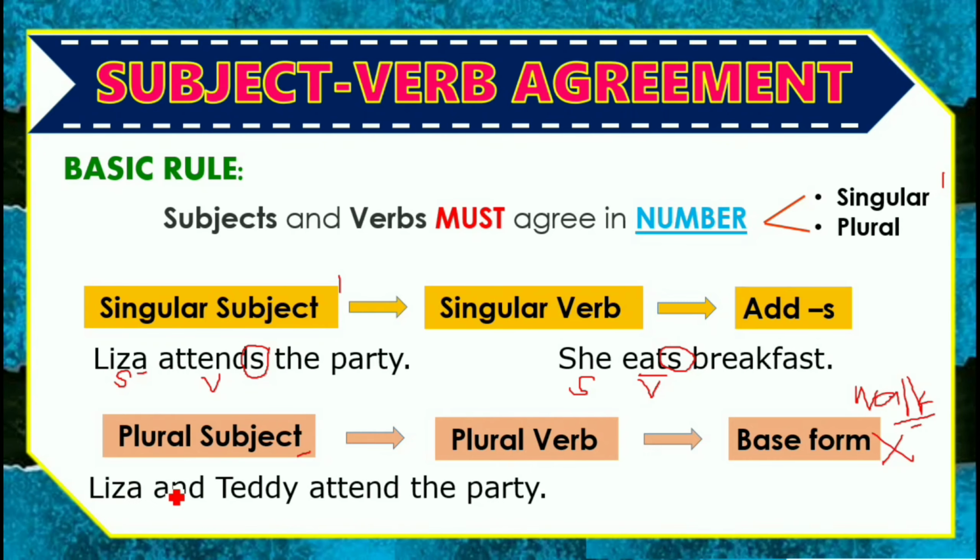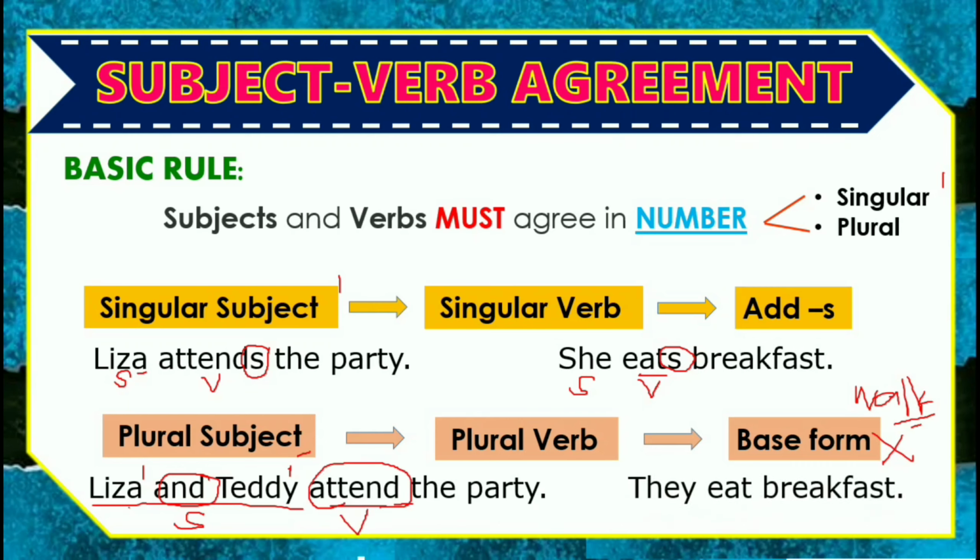Take this example. Lisa and Teddy attend the party. Where are our subjects? Lisa, one. Teddy is another one. So we have two subjects already connected by the word and. So therefore, this is a plural subject. Where is our verb? Attend. Another example is they eat breakfast. So they is a plural pronoun, which is our subject, and eat is our verb.